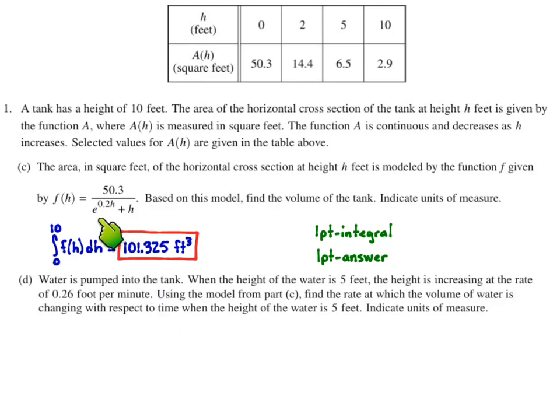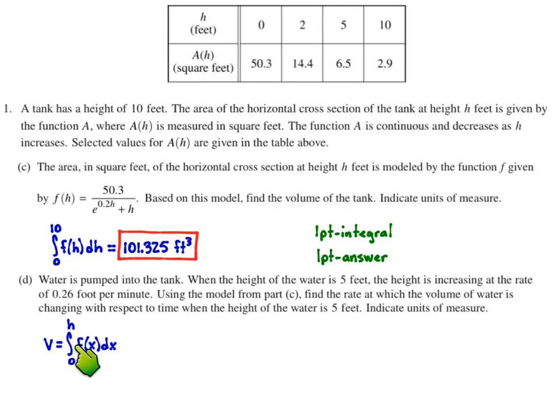V prime of t. Well, this function that we have is f of h. Remember, f represents the area, and then we are looking for the rate of the volume. So we're looking for the derivative of the volume. So here we have an expression. Let's create a volume expression. The volume equation then would be the integral from 0 to h of f of x dx, because we're finding the volume with respect to h the way it's written here.